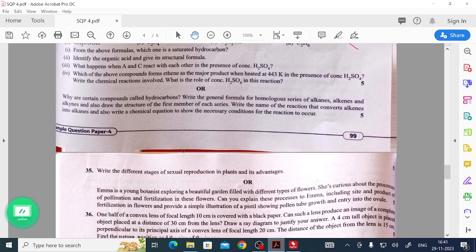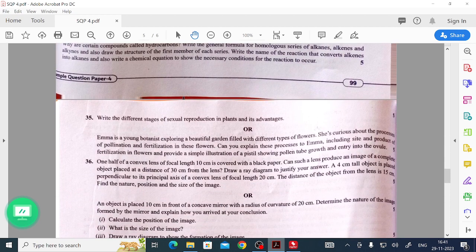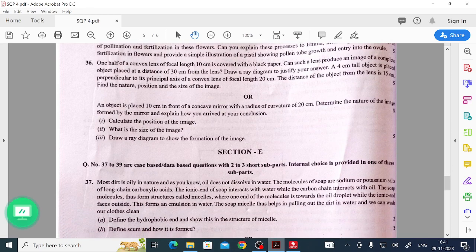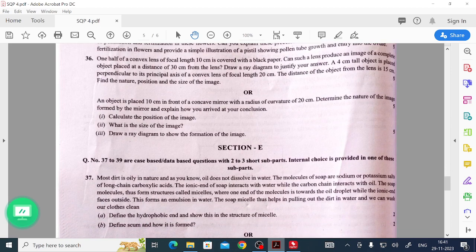Any other question is there? Yes. One in-text question they asked.